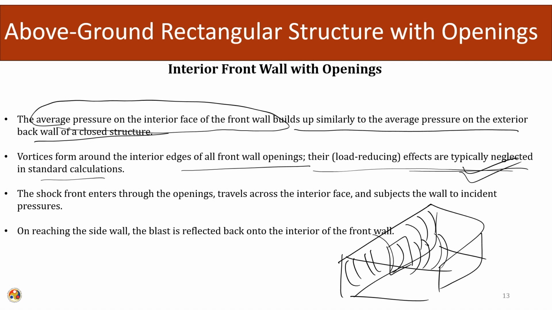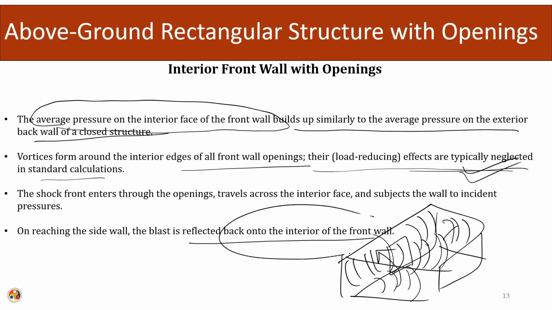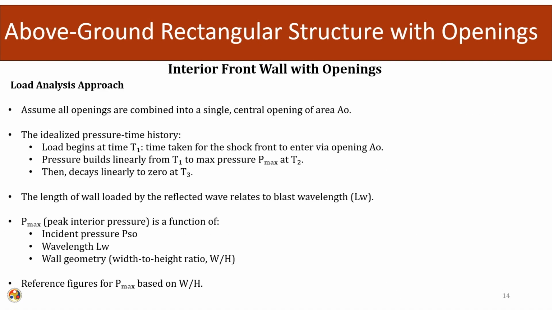Once it reaches the side walls, subsequently the blast is reflected back to the interior of the front wall, and it will cause an increasing effect of the pressure on the front wall. Since this is a closed surface, there will be reflection and that will increase the intensity of the pressure on the front wall.